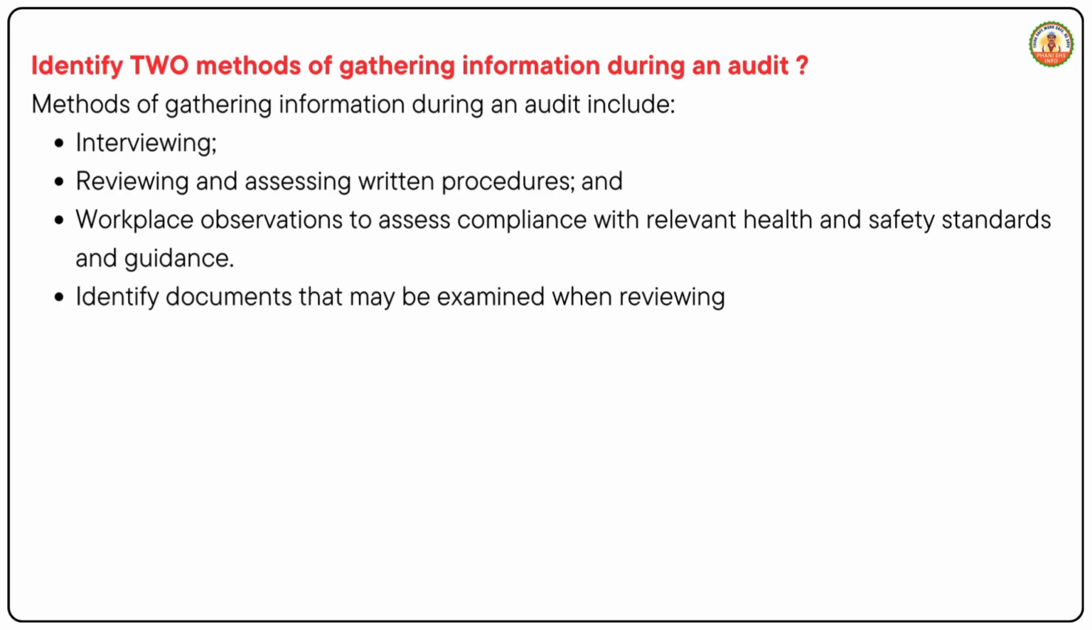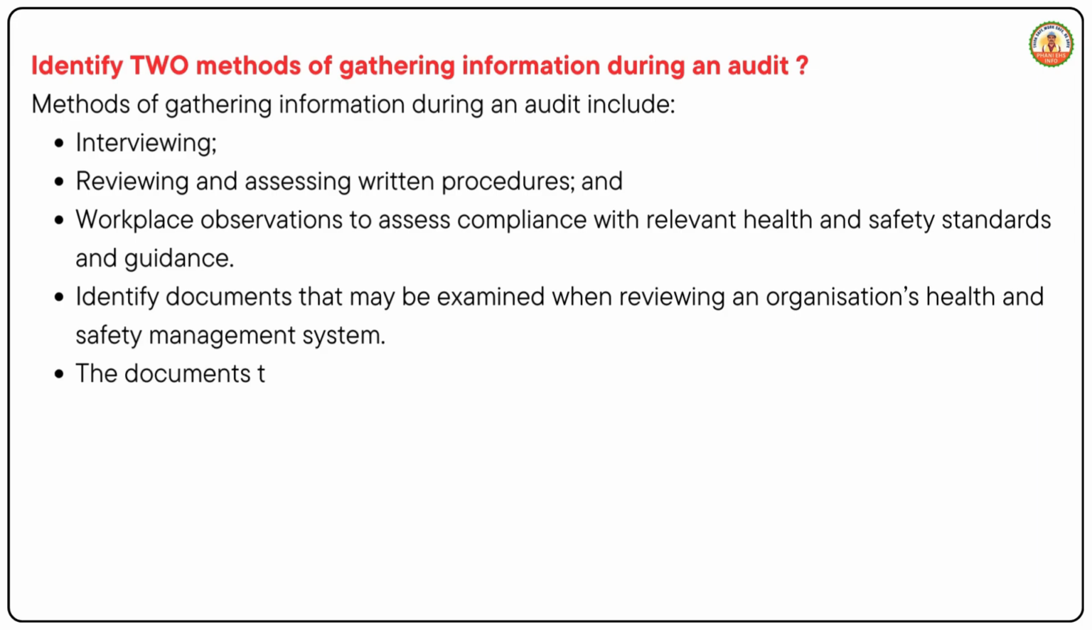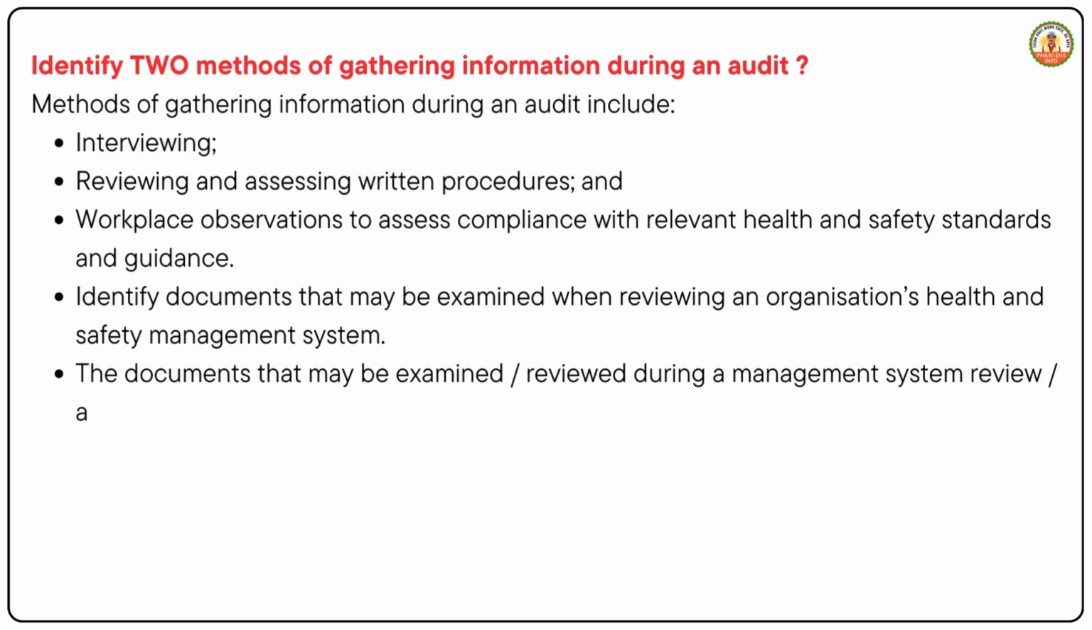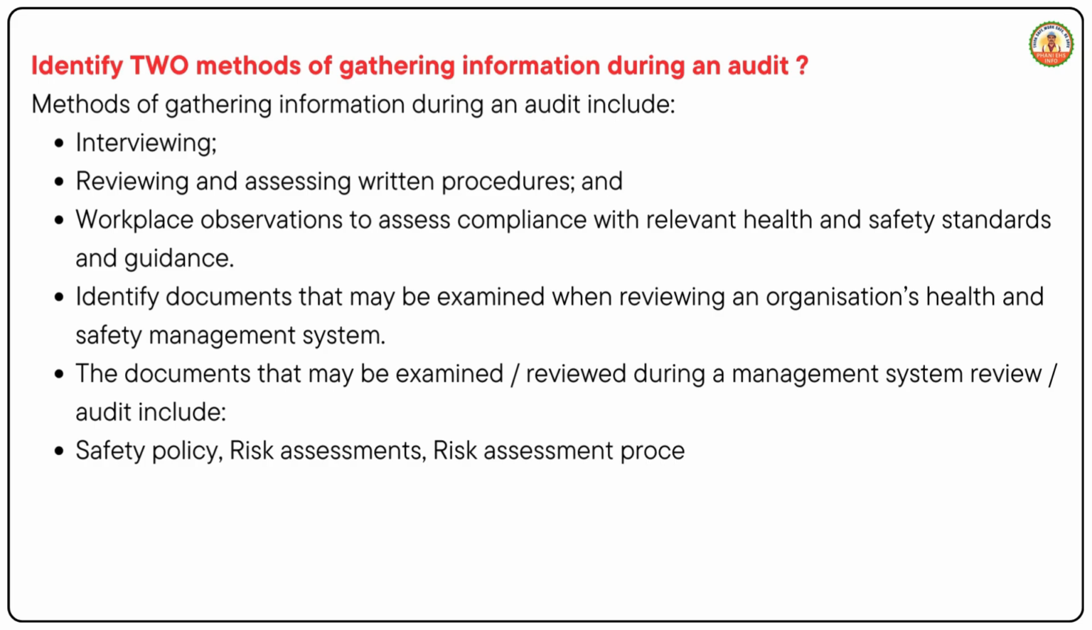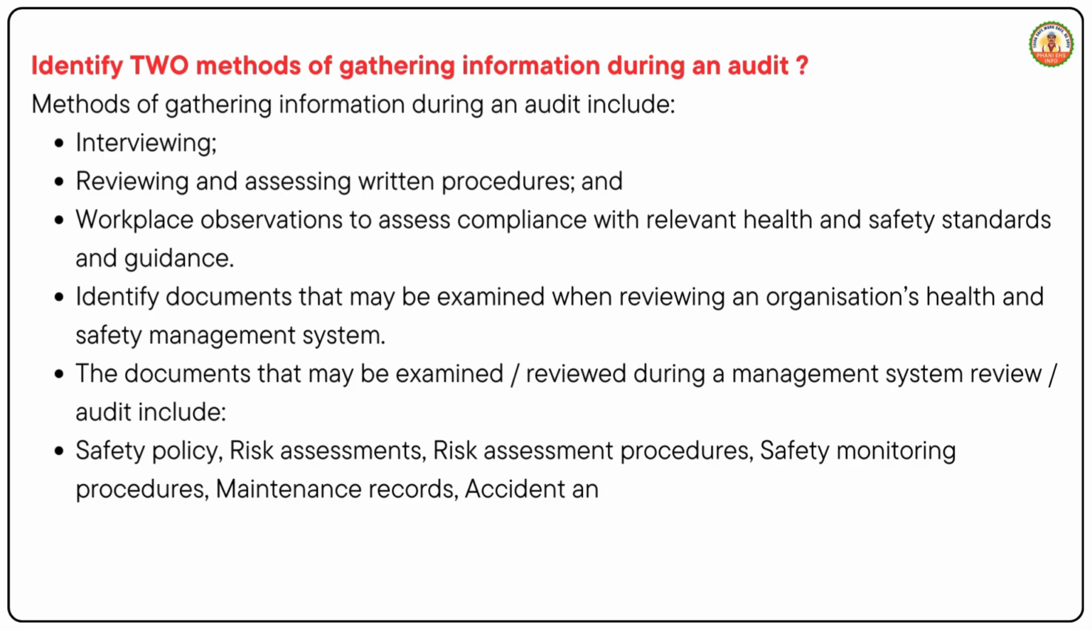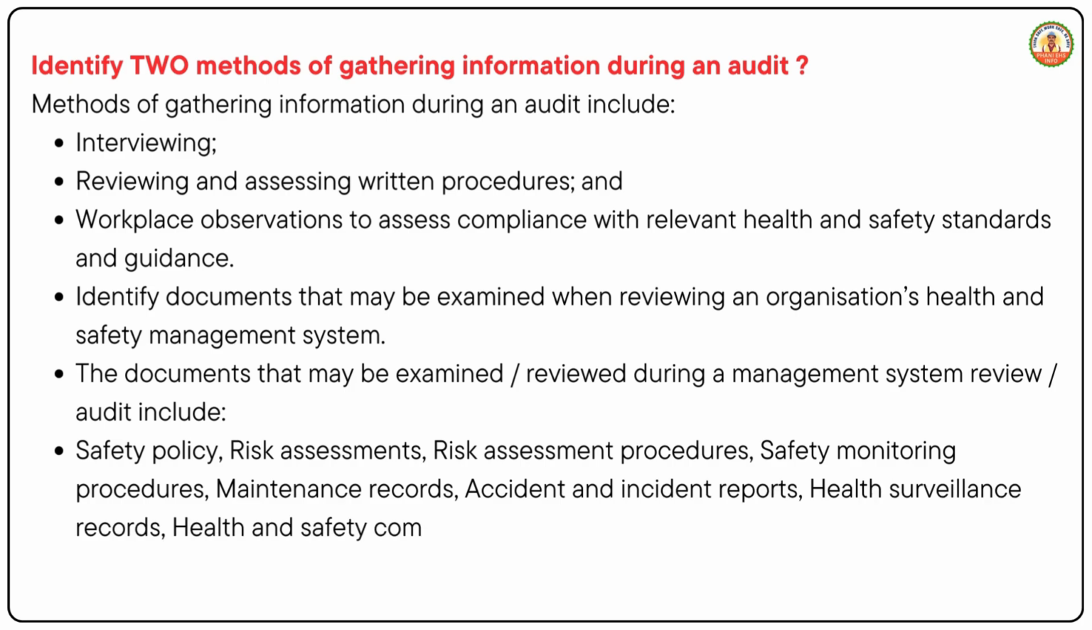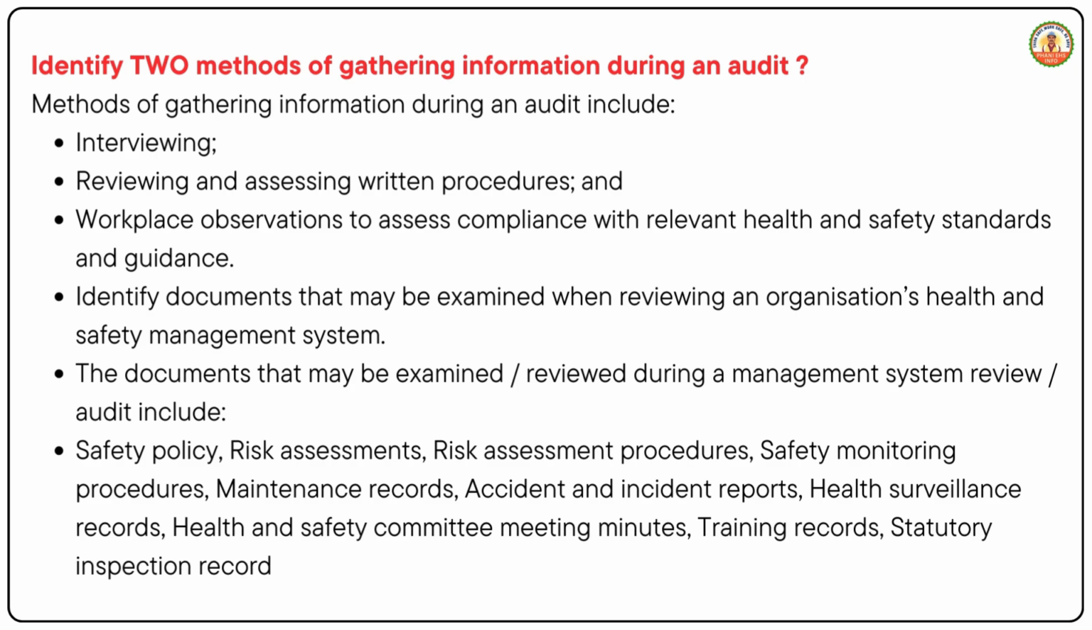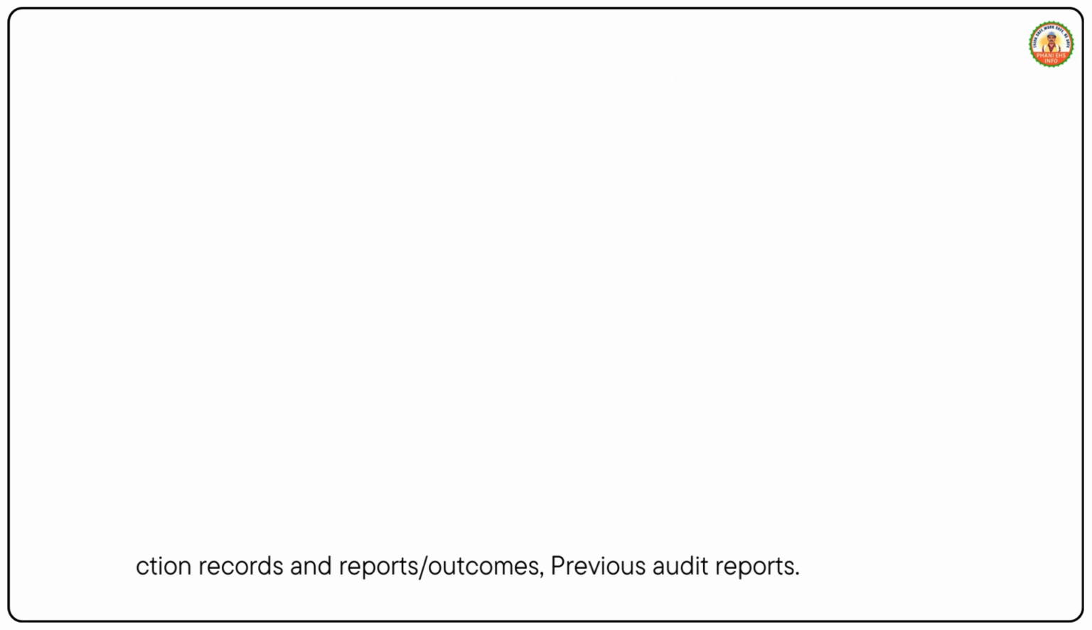Identify documents that may be examined when reviewing an organization's health and safety management system. The documents that may be reviewed during a management system review audit include safety policy, risk assessments, risk assessment procedures, safety monitoring procedures, maintenance records, accident and incident reports, health surveillance records, health and safety committee meeting minutes, training records, statutory inspection records and reports outcomes, previous audit reports.